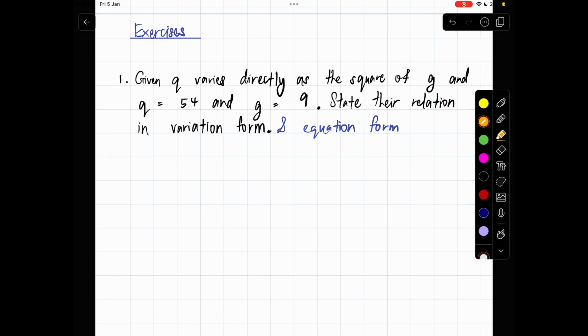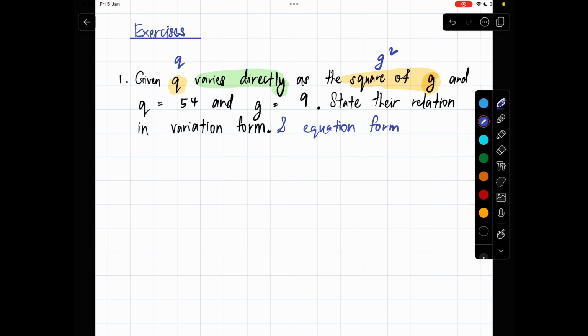So first things first, read the question properly. So the terms associated here are Q and G. So it's given Q varies directly as the square of G. So the relationship here is varies directly, not inversely, it is directly. As the square of G, the square of G refers to G squared. And Q just stays as Q because there is no additional operators to it. So Q varies directly as G squared.